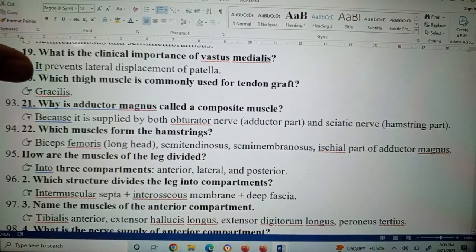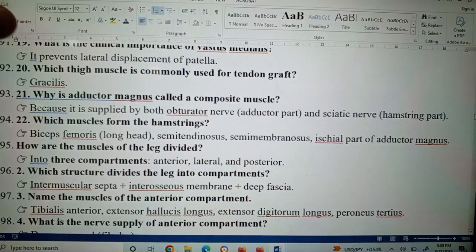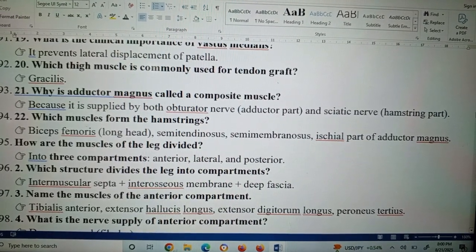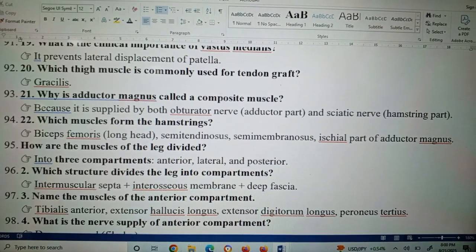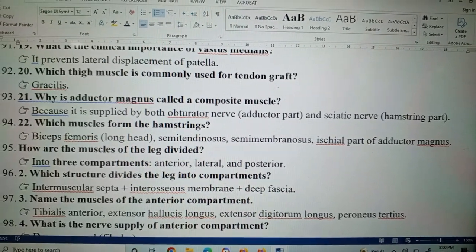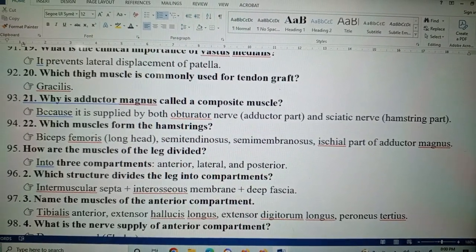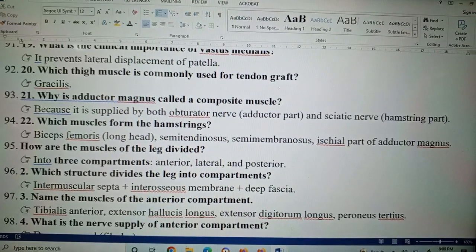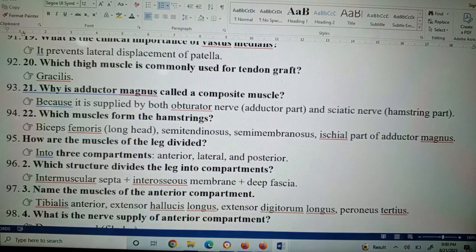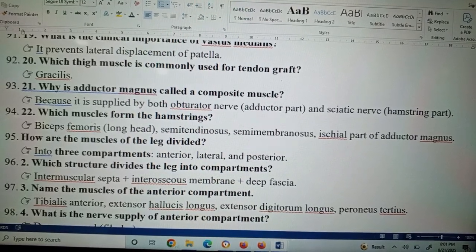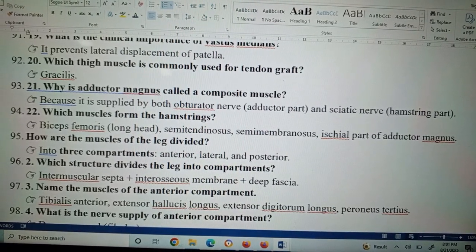Why is adductor magnus called a composite muscle? Because it is supplied by both the obturator nerve, the adductor part, and the sciatic nerve, the hamstring part. Adductor magnus has two parts: the adductor part is supplied by the obturator nerve, and the other part by the sciatic nerve, tibial part. Which muscles form the hamstring muscle? Again, a repeated question: biceps femoris, semitendinosus, semimembranosus, and the hamstring part of the adductor magnus.